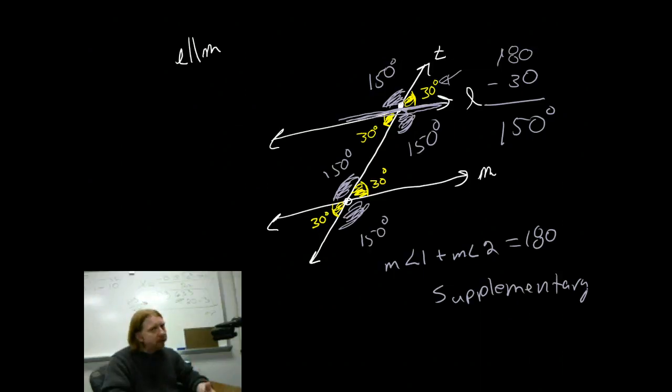Complementary, which comes sooner in the alphabet, means that they add to 90 degrees.